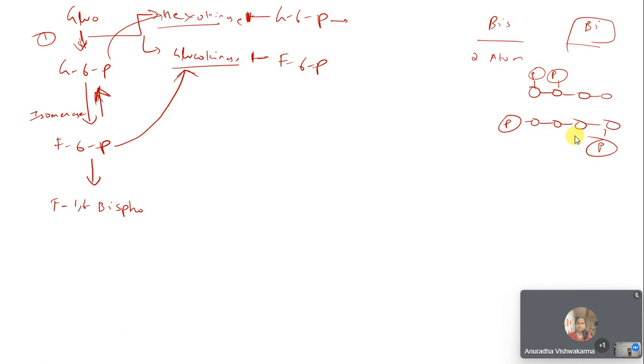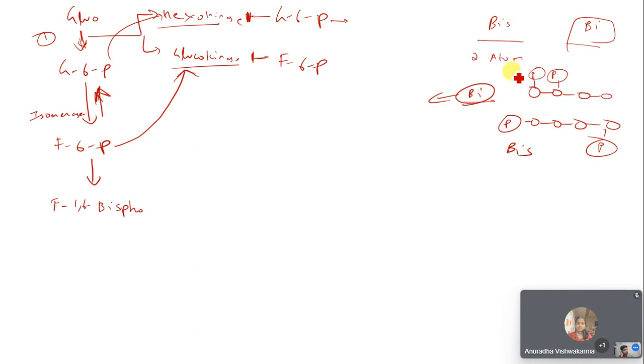So are they both bis? According to what I said, they appear to be bis. Okay, so the first thing is that this is bis, but this is bi. The definition here is that any group that is attached continuously comes under bi. So even if it's on different carbons, it has to be continuous.